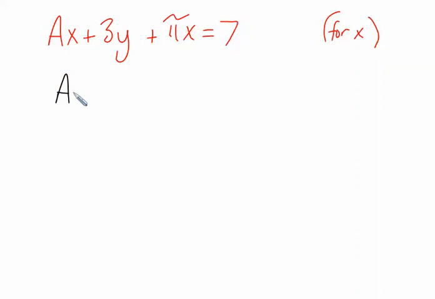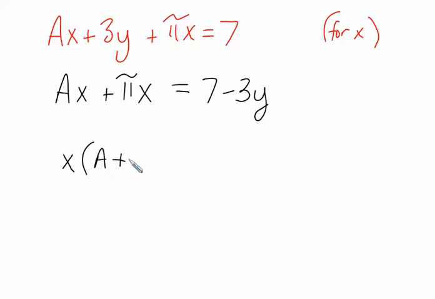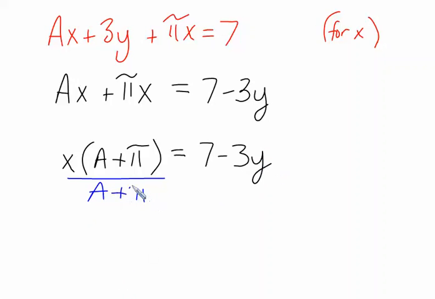First step, get everything with an x on one side and get anything that doesn't have an x on the other side. Next, in this type of scenario, we need a single x written on the board so we can factor it out. If we factor out the x, we're left with a plus pi, and we just rewrite the right-hand side of our equation. And last but not least, to get x by itself, we'll divide by a plus pi.